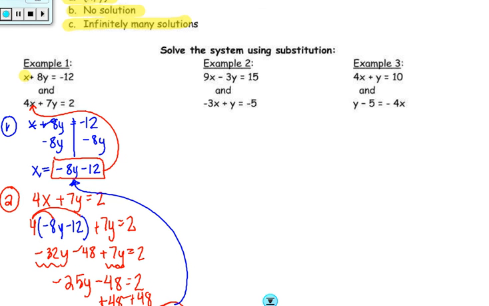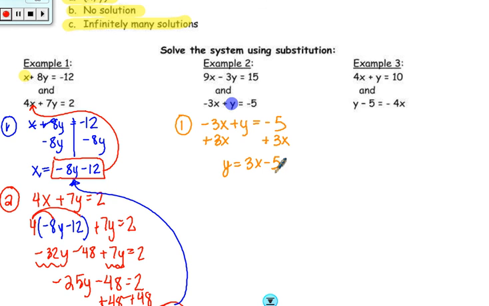Okay? So, looking at the second example, solve the system using substitution. The first step is to solve one equation for one of the variables. When I look at the two equations, the only letter that doesn't have a coefficient is that y right there. So that would have to be my first step. Step 1 is to take that equation, negative 3x plus y equals negative 5, and solve it for y. To get y by itself, I would add 3x on both sides. We get y equals 3x minus 5. That is step 1.